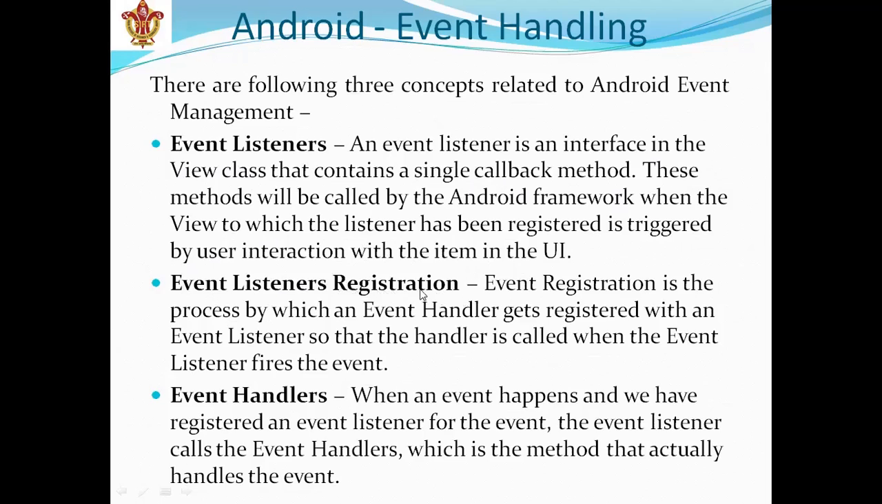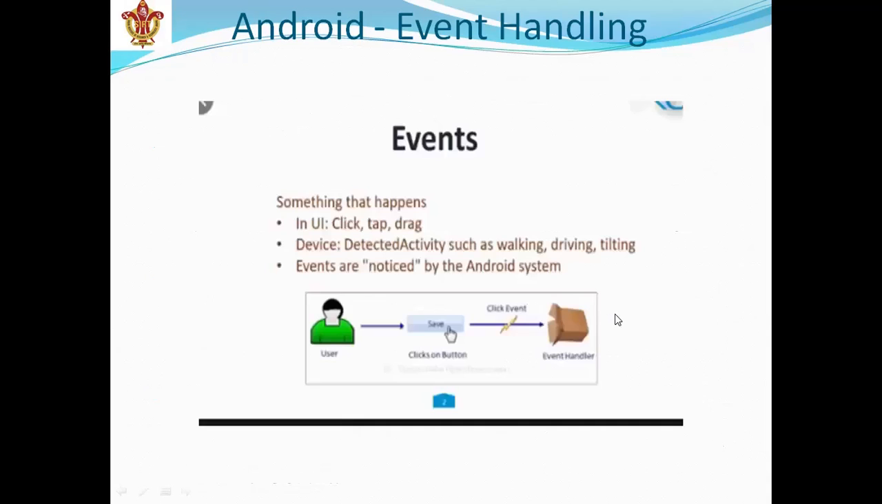Next is event listener registration. Event registration is the process by which an event handler gets associated with an event listener, so that the handler is called when the event listener fires the event. So by the definition, we can understand it properly. Event handlers: when an event happens and we have registered an event listener for the event, then the event listener calls the event handler, which is the method that actually handles the event. So these are the 3 concepts of event handling: event listeners, event listener registration, then event handlers.